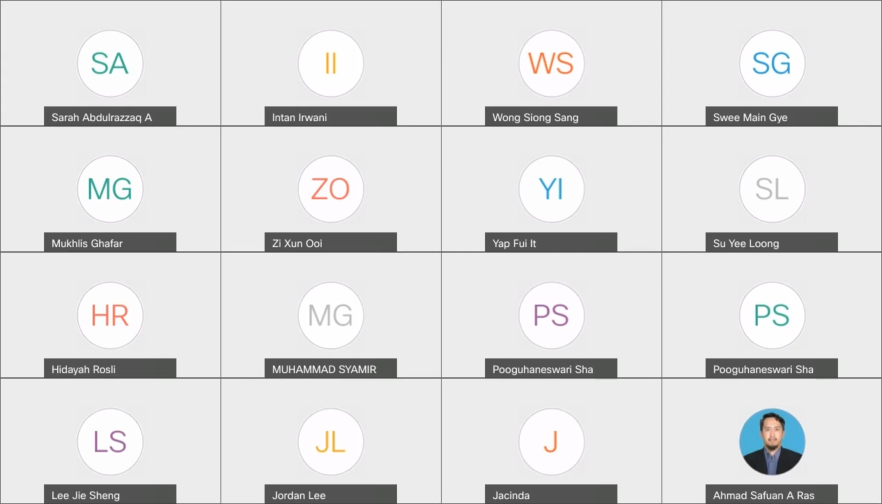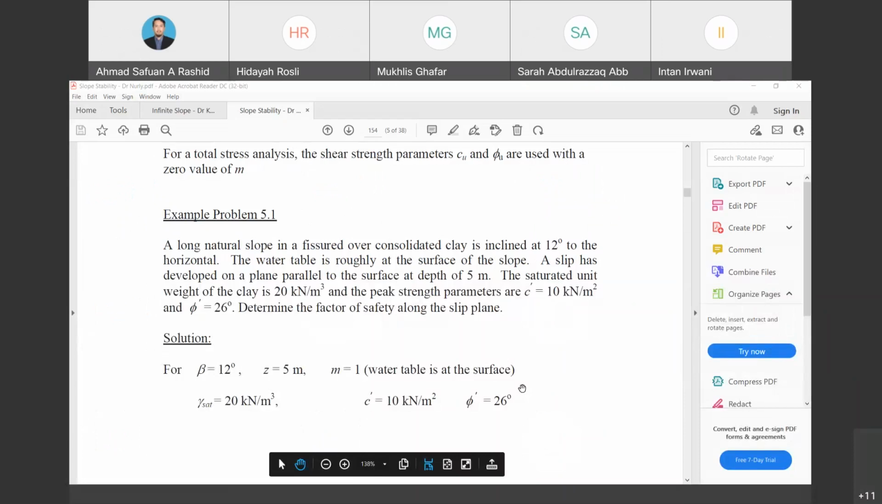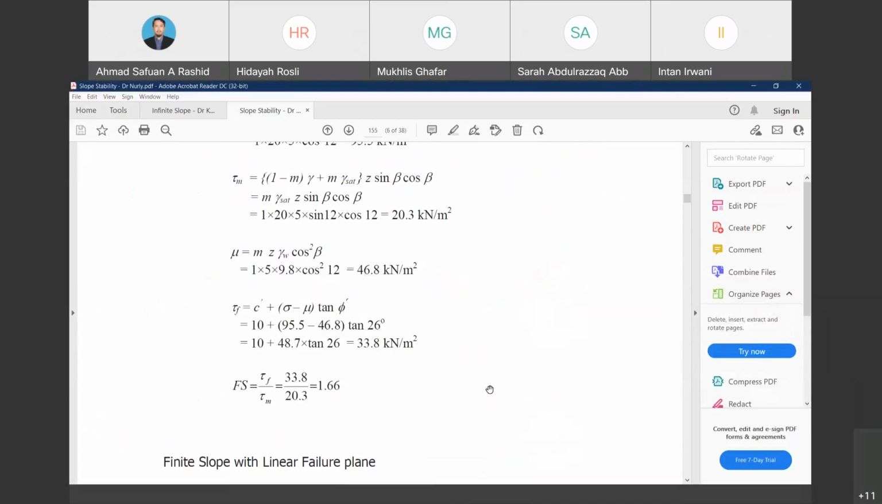Can you hear me? Hello? Yes, Prof. Sorry, what is the result? 1.189. Why is it not the same with 1.66?